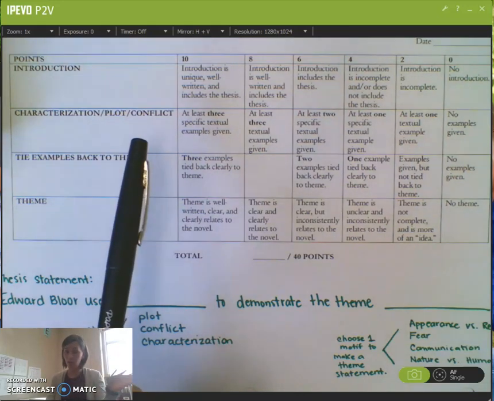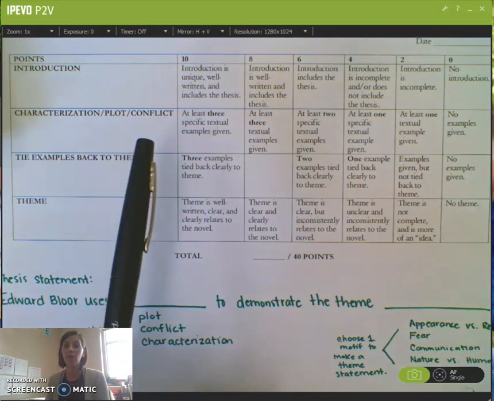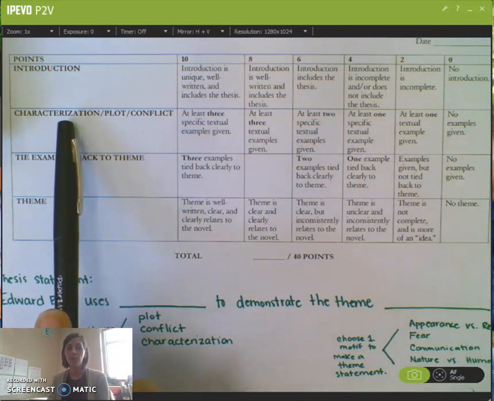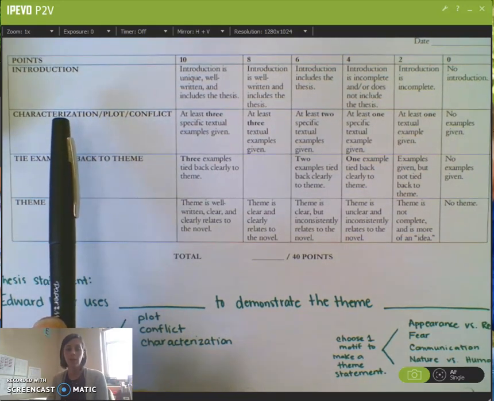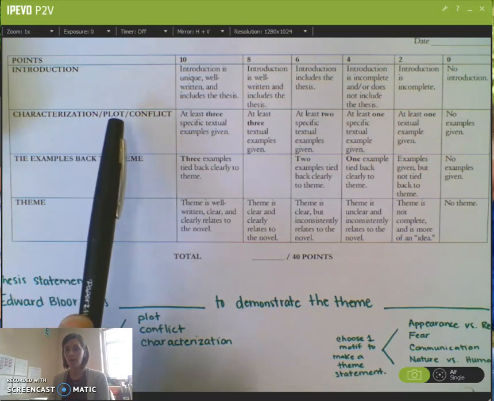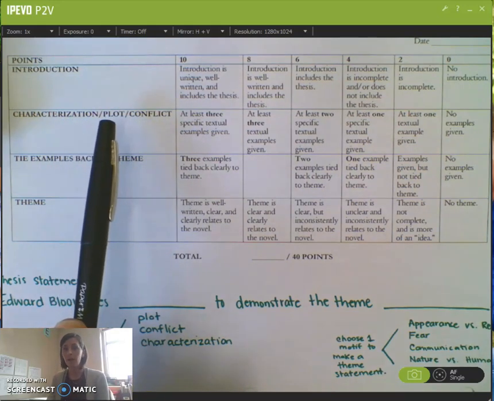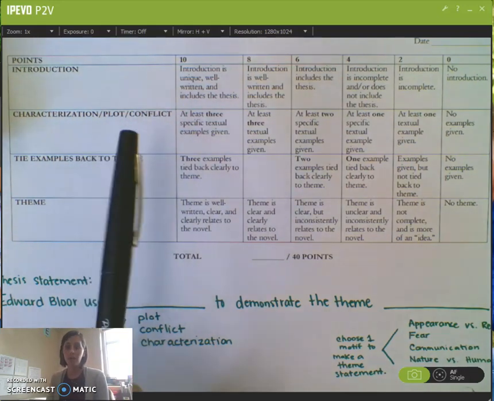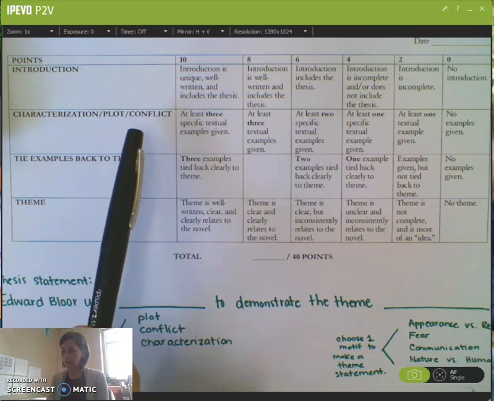So you can focus on whatever you want. You don't have to use the examples I'm giving you, but you do have to choose either characterization. Remember, that would be what a character says, does, thinks, and then what other characters say about that person. Plot, so how the story develops from beginning to end. Or conflict, all of the different types of conflict that we've studied this quarter.